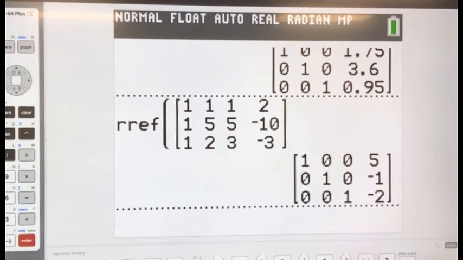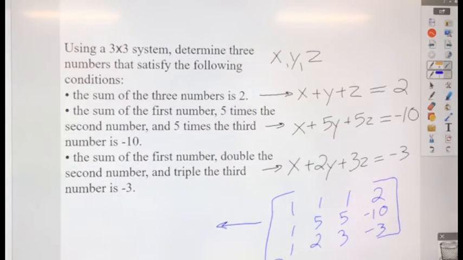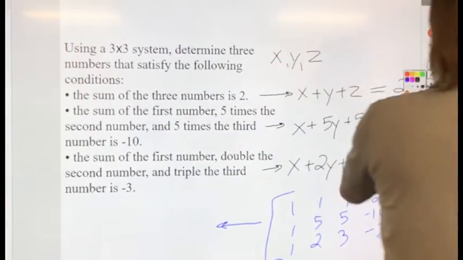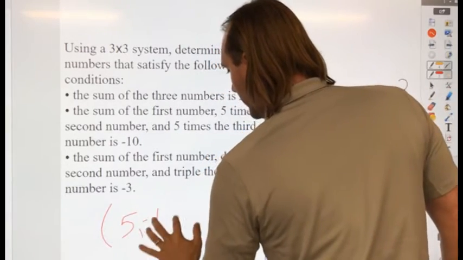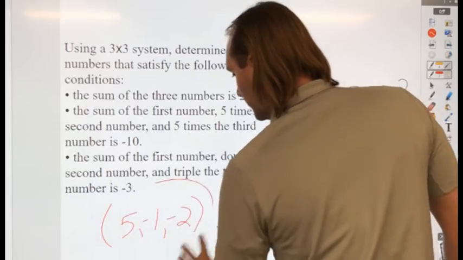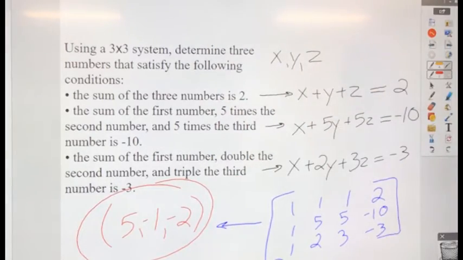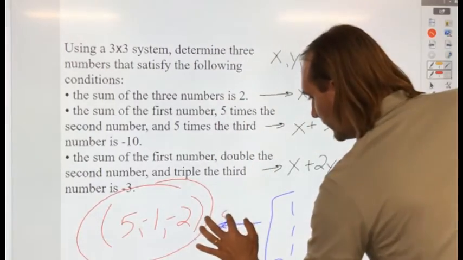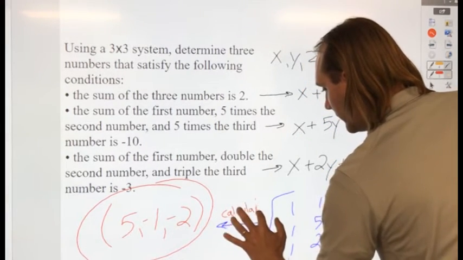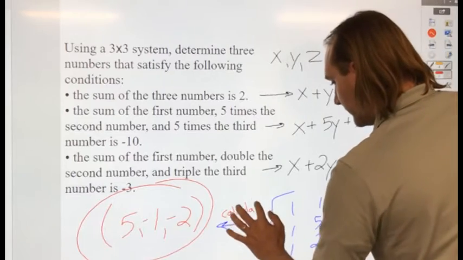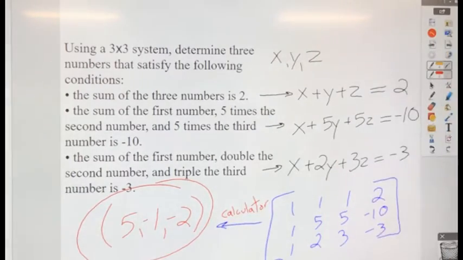So what's my value for x? 5. What's my value for y? -1. What's my value for z? Very good. So this translates to 5, -1, and -2. Something simple. And right here, I used the calculator. There you go.